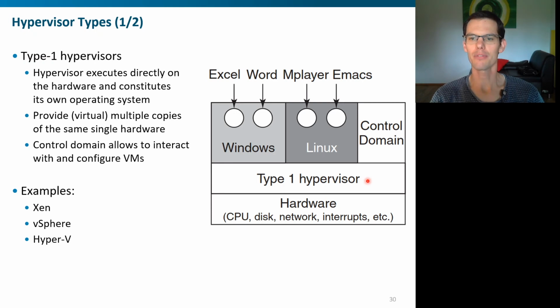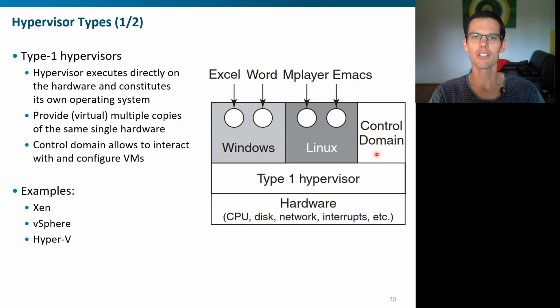So in this example, we have Windows and Linux running in parallel, and the third one, the control domain, is mainly used to configure the type 1 hypervisor. For example, if you would like to assign more virtual memory to one of these VMs, you can use the control domain to configure the other VMs on the system.